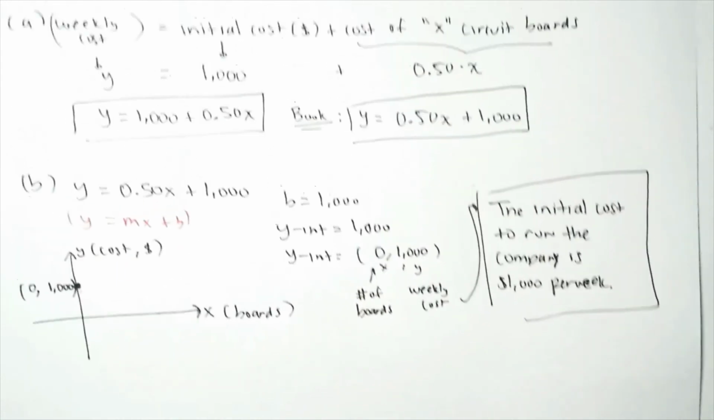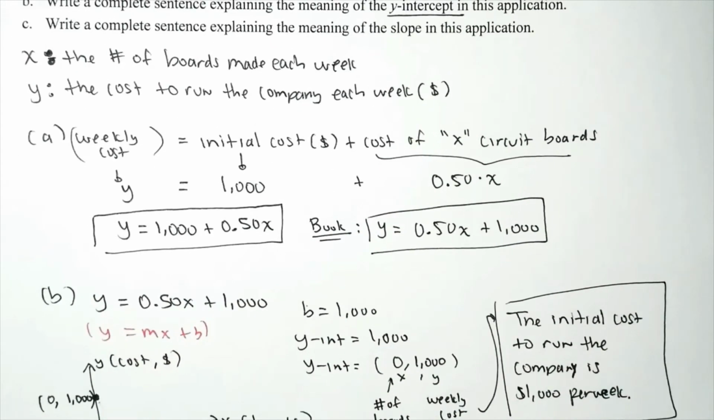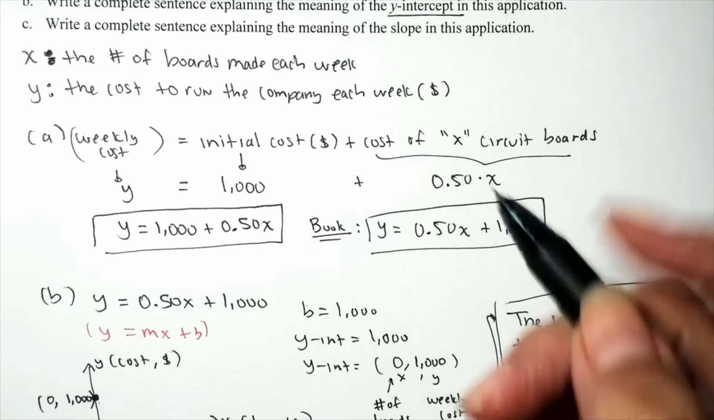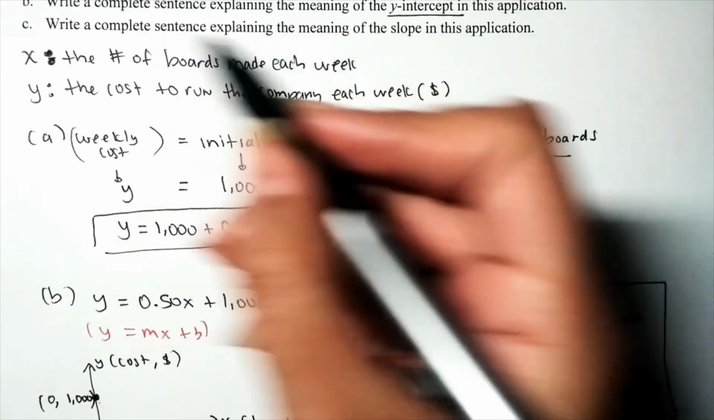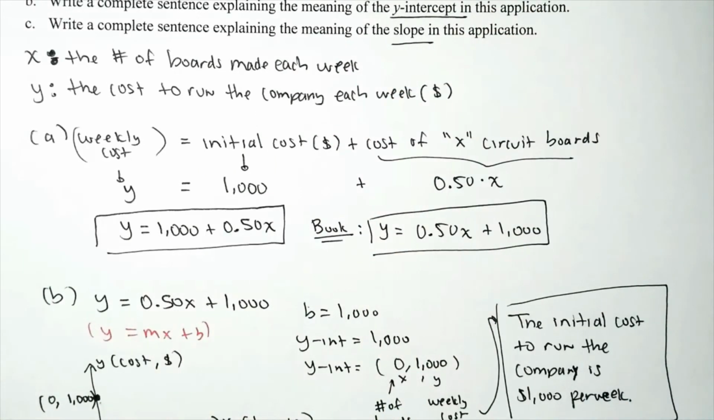Okay, where am I? C. Write a complete sentence explaining the meaning of the slope in this application. Okay, we want to explain the meaning of the slope. In order for us to explain the meaning of the slope for this problem, I need to have a clear idea of what the slope is.